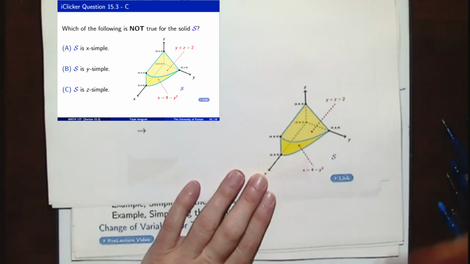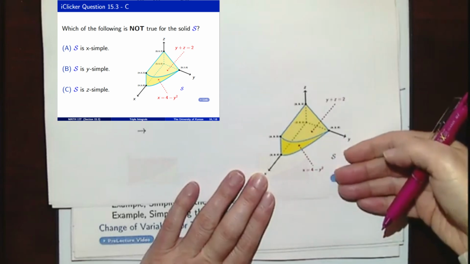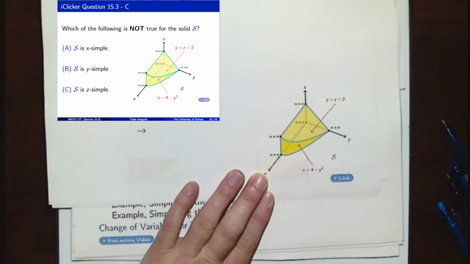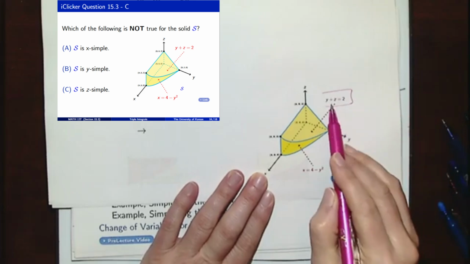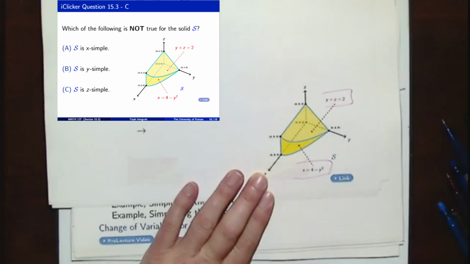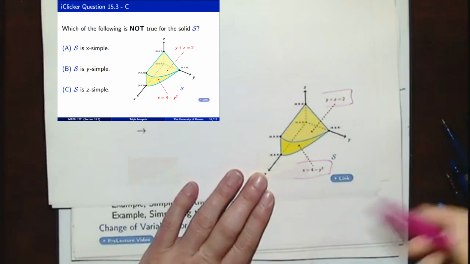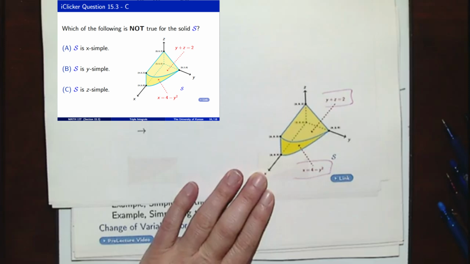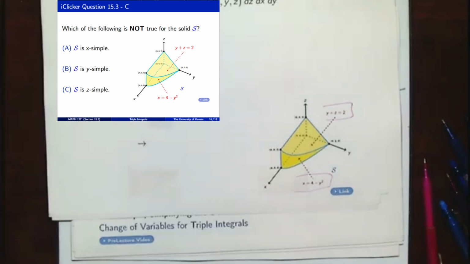So if I get confused by the 3D picture, I look at the 3D picture that way. Here is an upper bound for y. Here's another upper bound for y. Therefore, it's not y simple, right? It's the same shape over there. Everybody agrees on that? Should I stop?